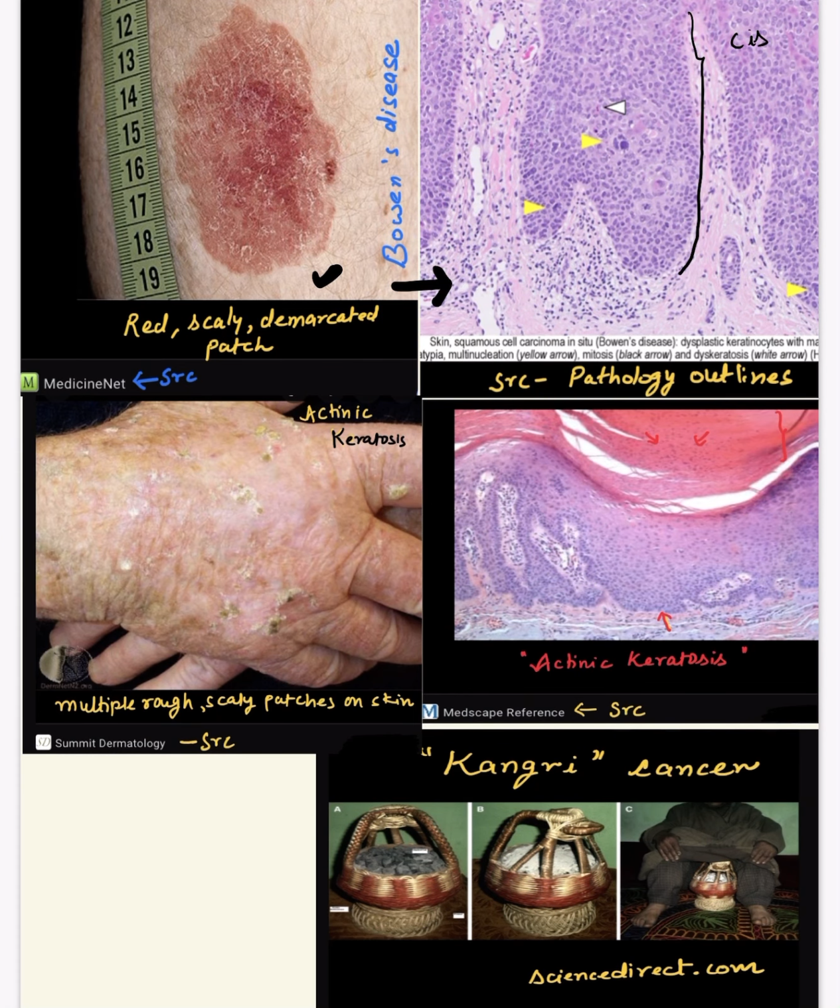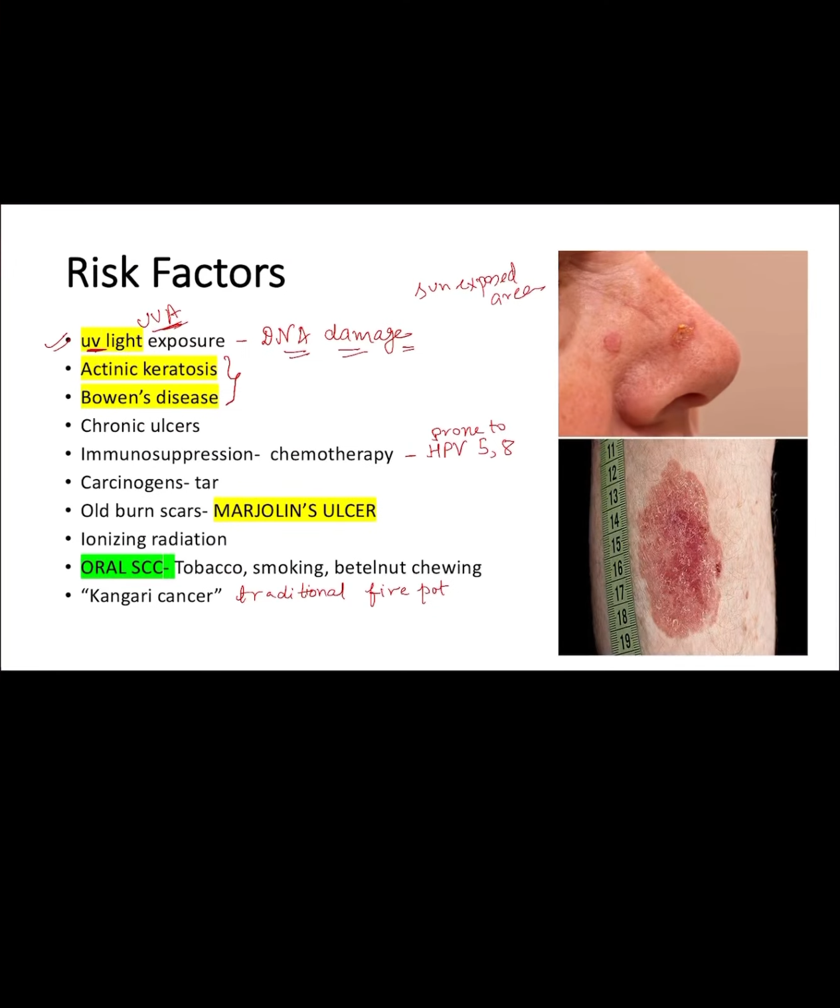The other lesion is actinic keratosis with multiple papule and plaque like lesions. These are the lesions again seen in the sun exposed areas, and in the microscopy the basal layer shows the dysplasia along with presence of orthokeratosis and parakeratosis, also hyperkeratosis. So these are the two lesions that you need to know as risk factors for squamous cell carcinoma. Then chronic ulcers, they are also predisposed to develop squamous cell carcinoma.